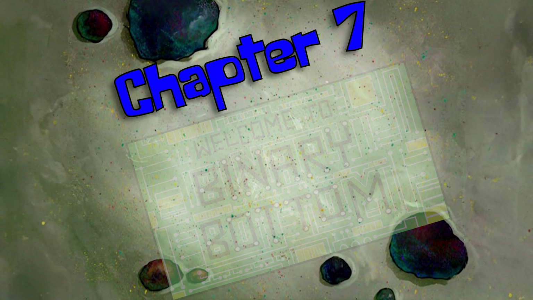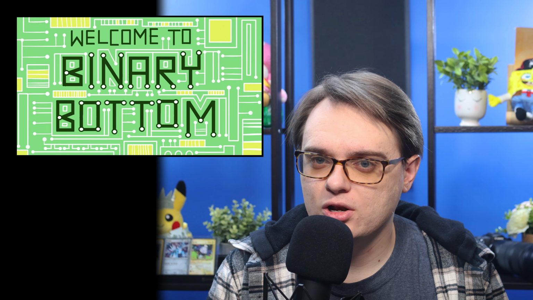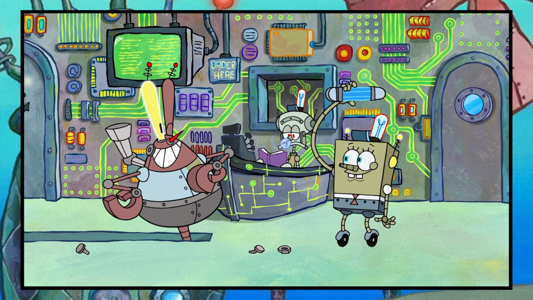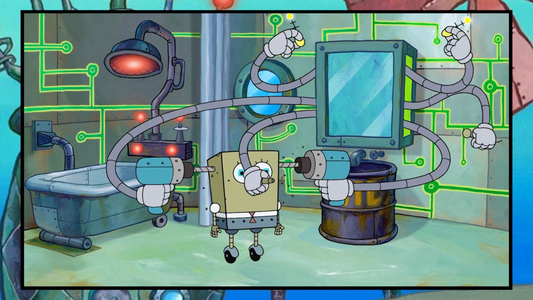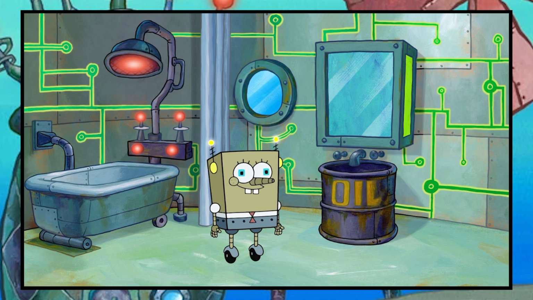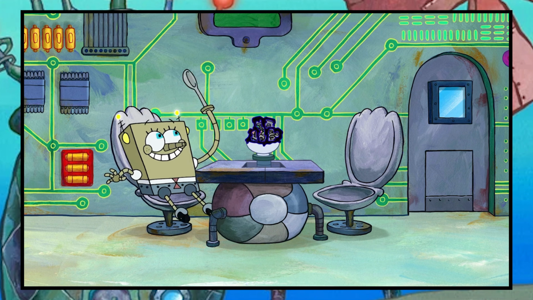Chapter 7. Binary Bottom. Binary Bottom is an episode that revolves around an alternate universe where everyone in Bikini Bottom is a robot and it's all robotic and stuff. I could tell from the fact that the first few minutes of this episode just show robot SpongeBob doing regular morning routine stuff, but as a robot, that this episode was going to completely lack any semblance of story.